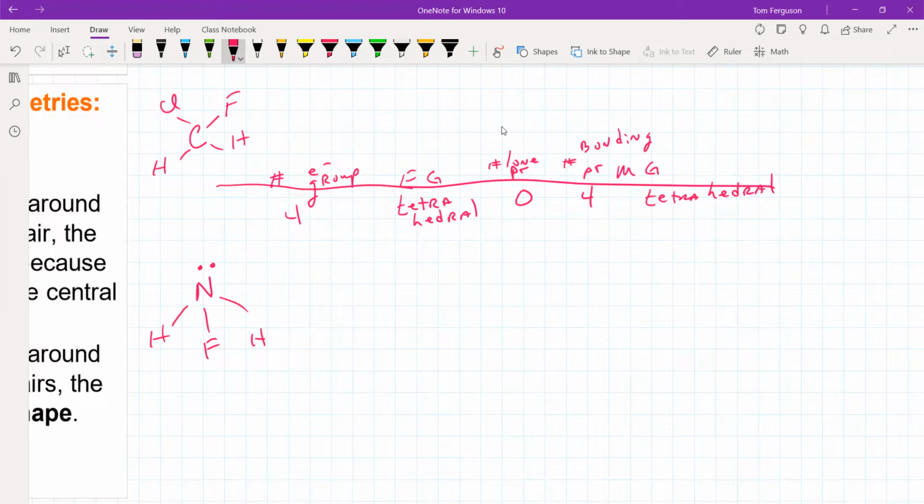How many electron groups? Remember, I'm not talking about bonding or non-bonding. How many groups of electrons are there? Sometimes electron groups are called electron domains. Same thing though. So how many electron groups are there? Yeah, 4. That automatically means electronic geometry is tetrahedral.